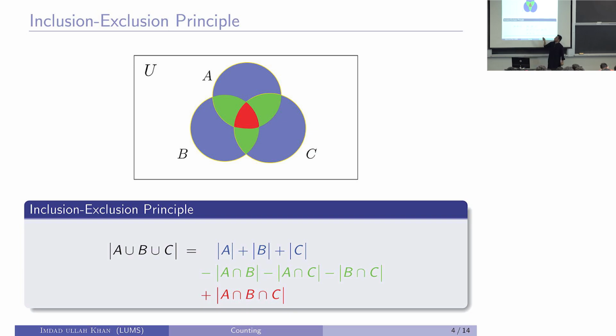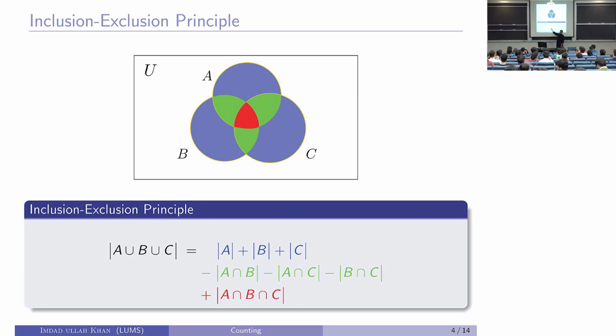But then when I subtract them, this A intersection B region will also include the red region, right? So those elements in the 3-wise intersection are subtracted once, then subtracted again, and then subtracted again. So they are added 3 times and they are subtracted 3 times, right? They don't contribute at all. That's why we add it once more. Does this make sense? Okay.